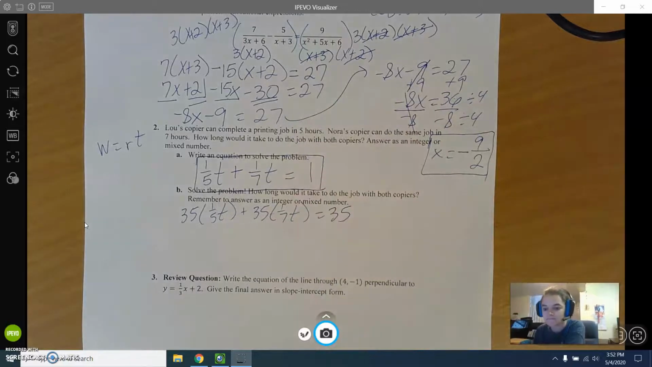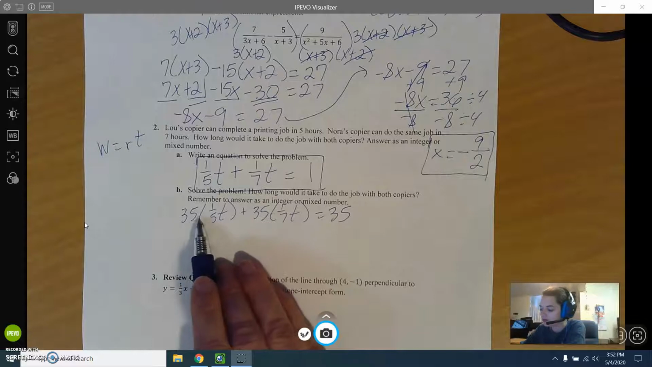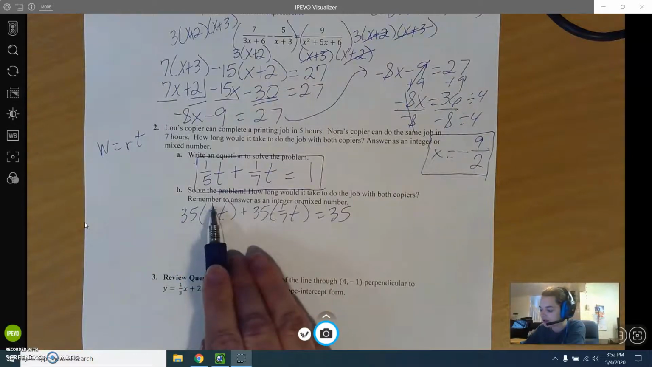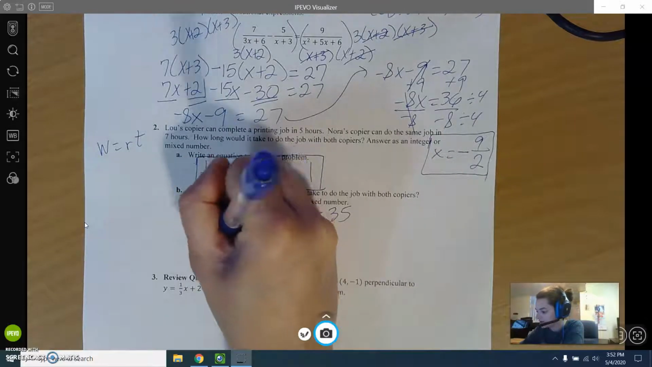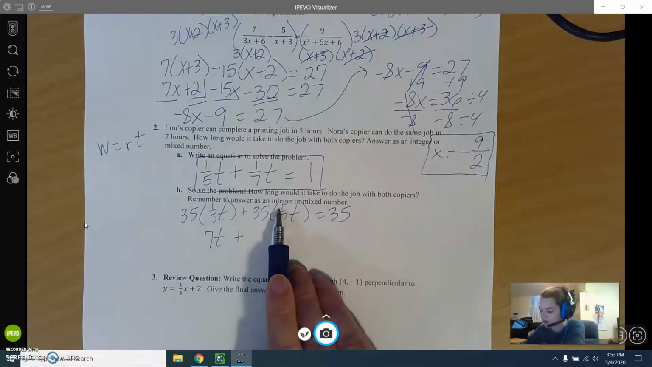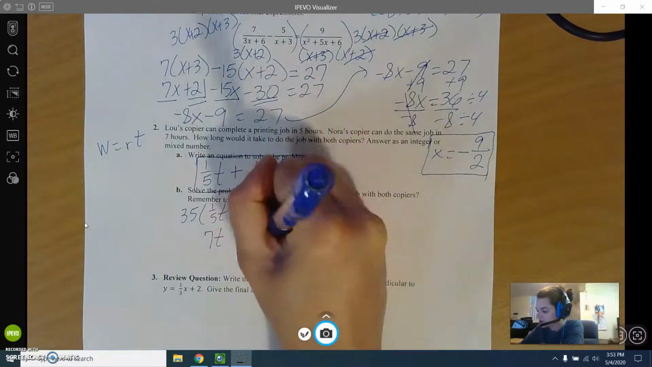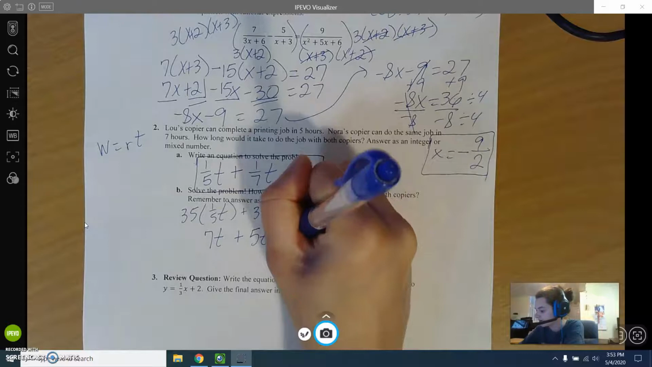and I hope we're all okay with 35 times 1 is 35. Okay? Let's see, 35 times 1/5. Well, 35 times 1 is 35, and divide by 5, that would be 7. So I've got 7t. 35 times 1/7, so again, 35 times 1 is still 35. And 35 divided by 7 would be 5. So now I've got 5t. So 7t plus 5t equals 35. We can combine like terms.